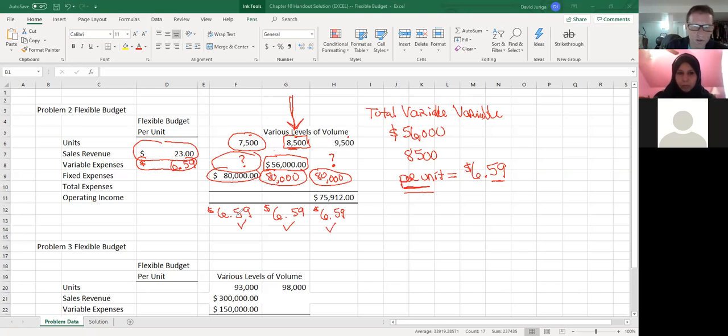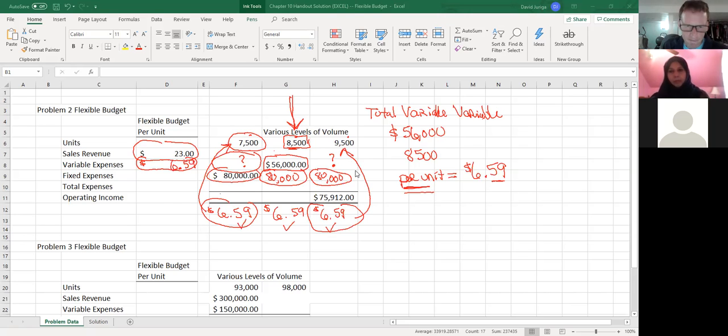So for each one of these, you're going to have 6.59, 6.59, 6.59. And if we know those are your per units, can't we just take these costs per unit and multiply by the units? That's pretty much what we would do, isn't it? I think that's what we did back in chapter 6 when we started to talk more in depth about cost behavior. And you do the same thing for the 9,500 units. Is everybody following me on that? Is it kind of coming back?